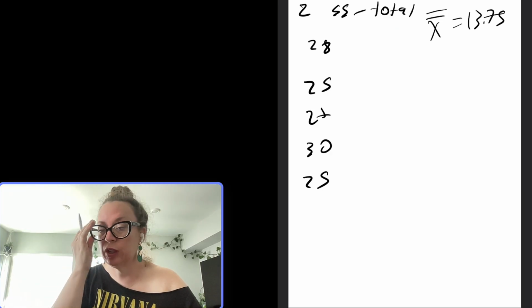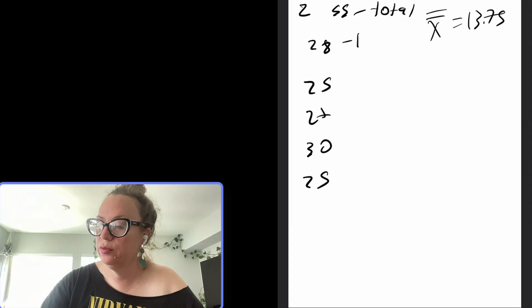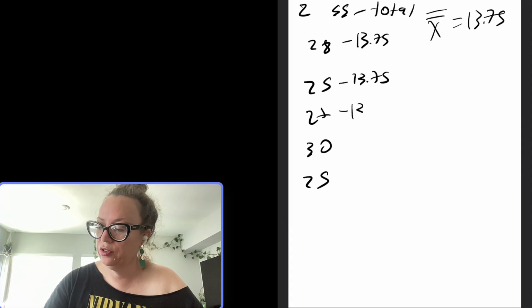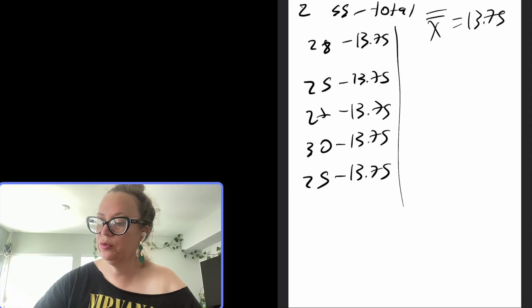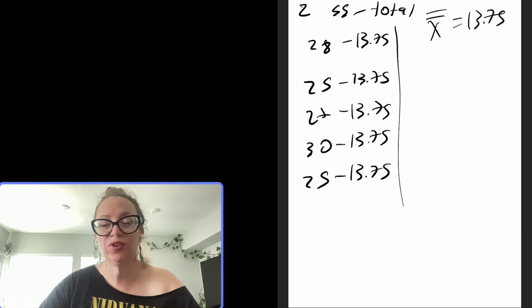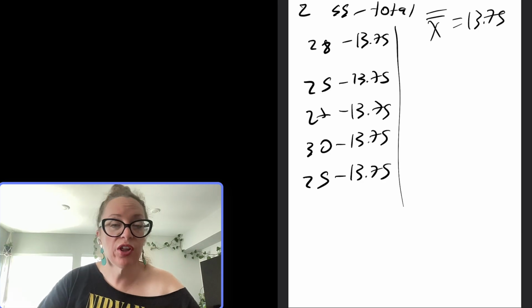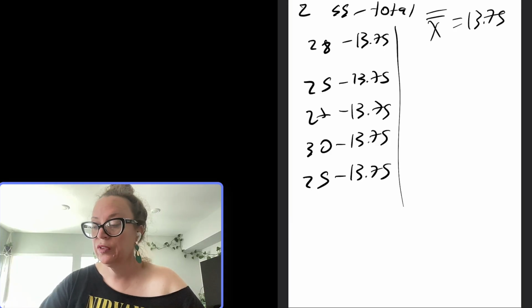So we're going to see the difference between each score and the grand mean. So minus 13.75, minus 13.75, minus 13.75, minus 13.75, minus 13.75. What does that all equal? You should technically write equal signs, but if you do it like I'm doing and be lazy, I totally understand. I'm not going to mark you down for that. I'll know what that means. For another teacher, they might mark you down for that. Just fair warning.